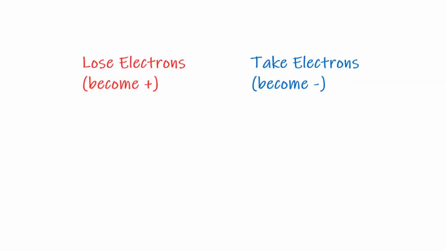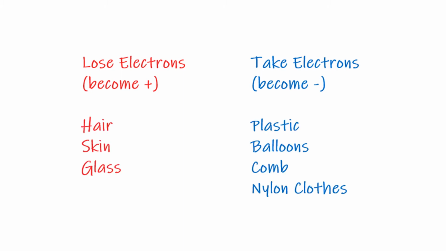But some materials want to lose electrons, which means that they become positively charged, and other materials actually want to take electrons, so they have more electrons and become negatively charged. Some examples of these materials: things like hair, skin and glass want to lose electrons, whereas things like plastic or balloons or a comb or nylon clothes want to take up electrons.